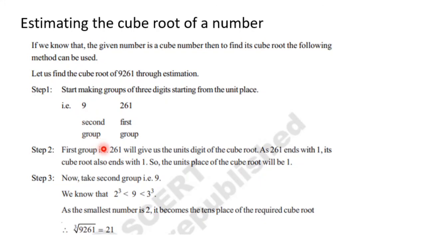After that, 261 will give us the unit digit of the cube root. As 261 ends with 1, its cube root also ends with 1. So, the units place of the cube root will be 1. Now, take the second group, that is 9. We know that 2 cube means 8. 8 is less than 9 is less than 3 cube. 3 cube is 27. As the smaller number is 2, it becomes the tens place of the required cube root. Cube root of 9261 is equal to 21.